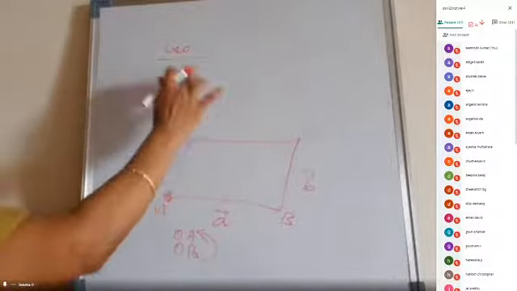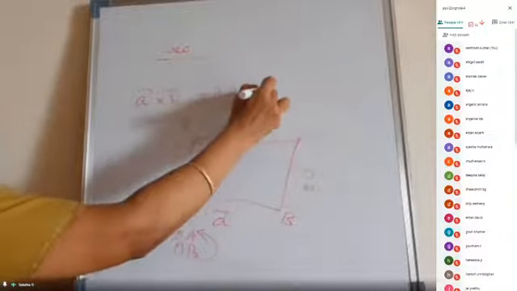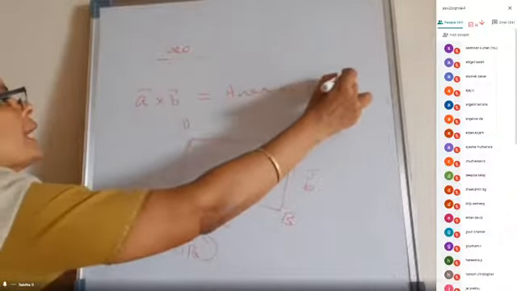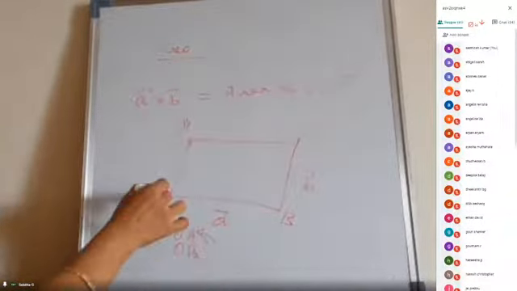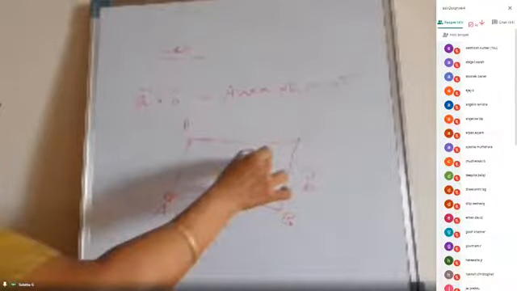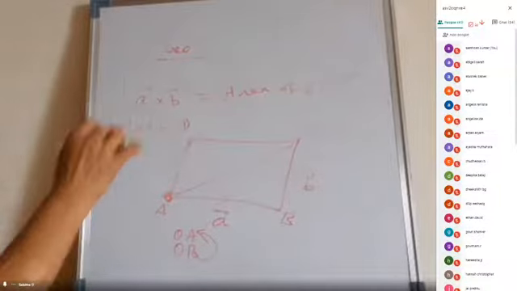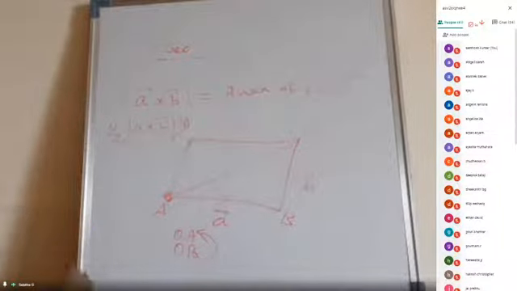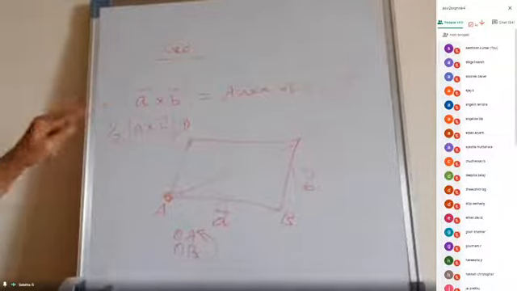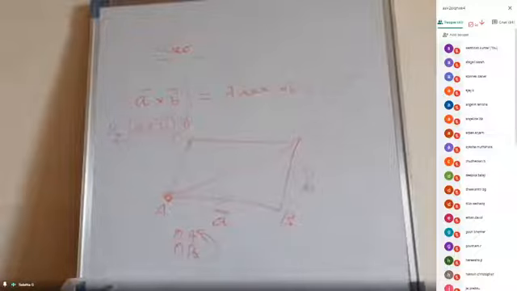This is the area of a parallelogram. And what about the area of a triangle, ma'am? Half of mod A cross B. It is area only, so you have to use modulus. Understand? The geometrical meaning of A cross B is the area of a parallelogram. Since it is area, you need to take modulus. But half of A cross B is the area of a triangle.